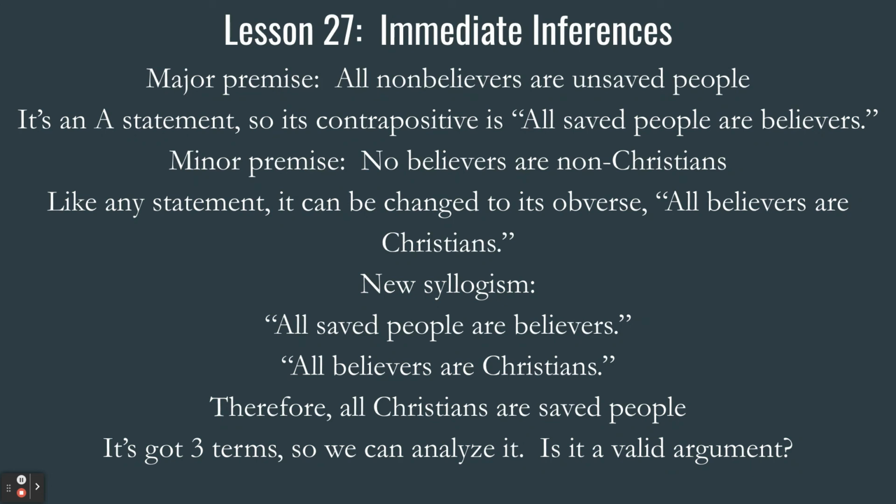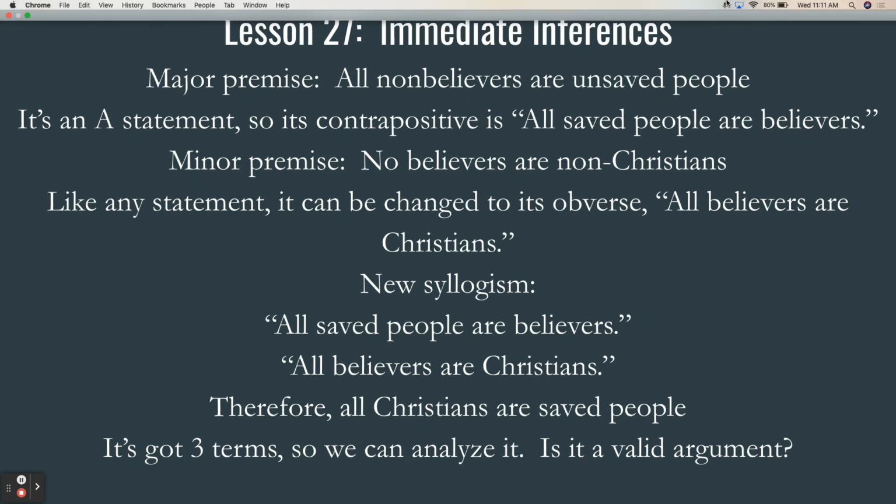Is it valid? Is the middle term distributed? Yes. Is there a distributed term in the conclusion? Yes. Which one? The Christian. Is it distributed in the minor premise? No. Okay, so it's invalid. It has the illicit minor. So we took that argument that we didn't know how to evaluate, we now did all that work, and we can evaluate and say invalid argument. Okay, so let me hit stop.